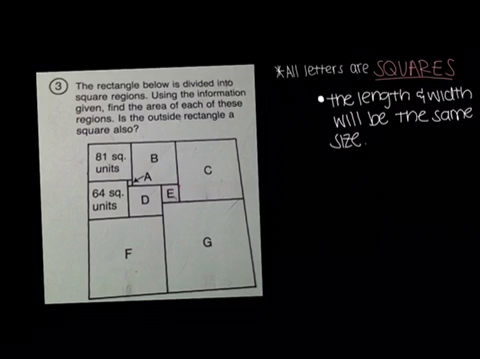So the first thing we want to start out with knowing is that all the letters are squares. And if all the letters are squares, that means both the side and the length of each square will be the same number. So this and this will be the same number. This and this will be the same number. And that's the key to finding this problem out.